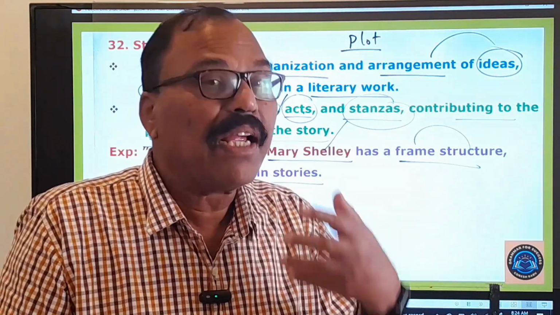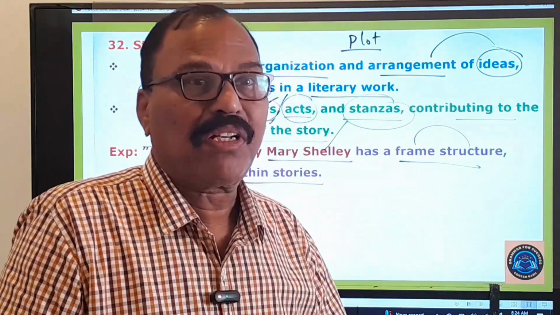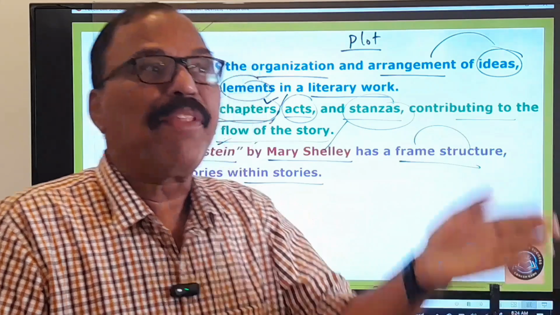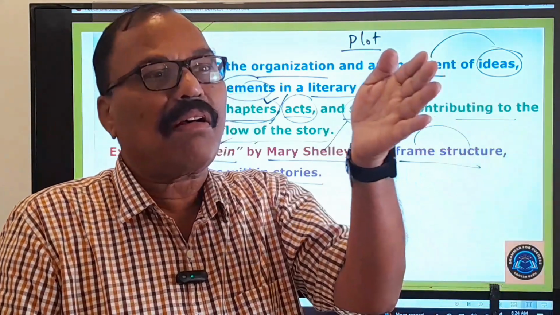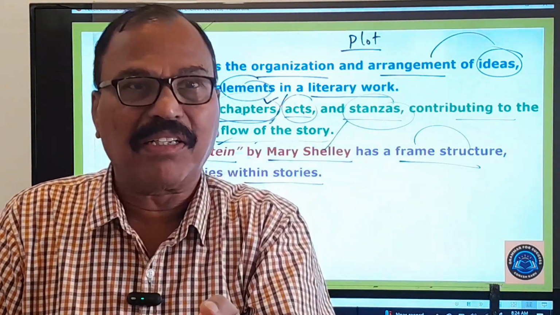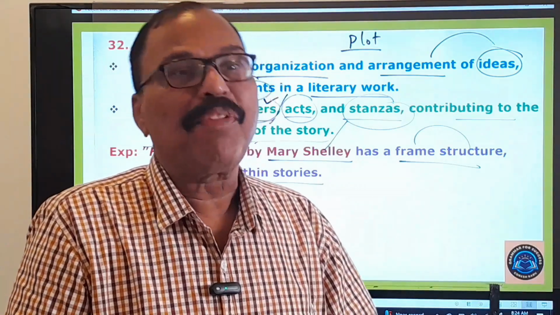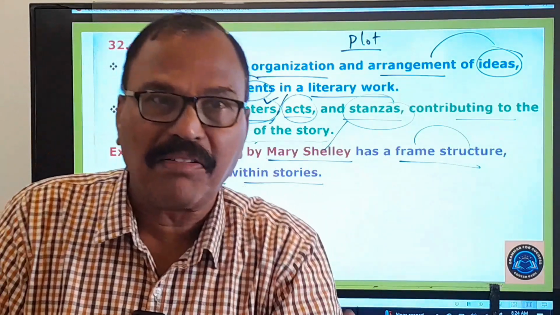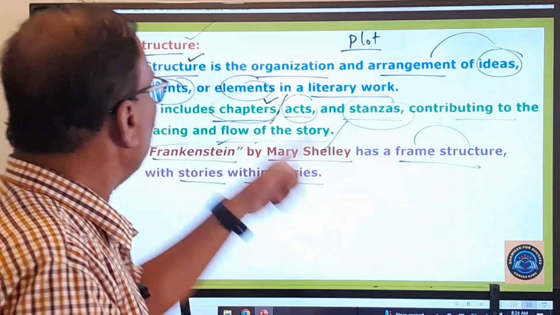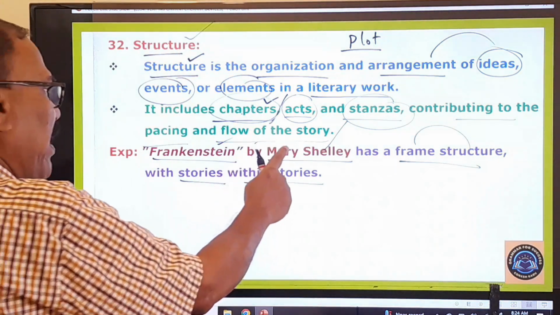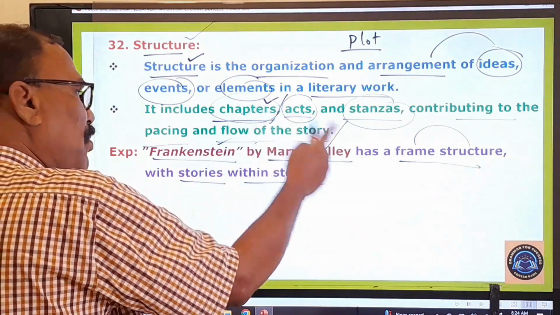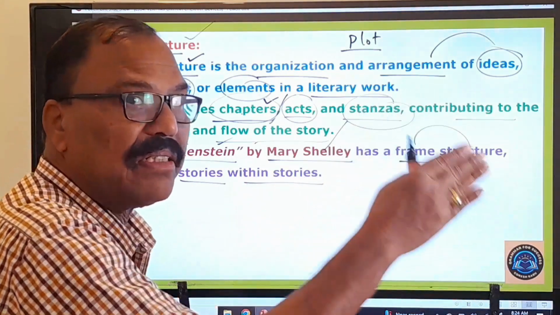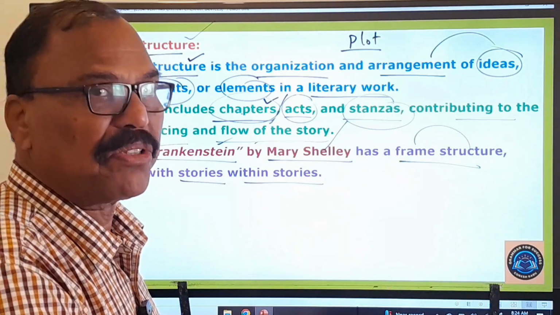So that is why the writers take every measure not to confuse the readers, and therefore they arrange all the elements of that literary work in a systematic order. That systematic arrangement of elements in that literary work itself is called structure. Okay, and in this Mary Shelley's book also you can find all the stories within stories were arranged in a systematic way. That is the point you have to understand.